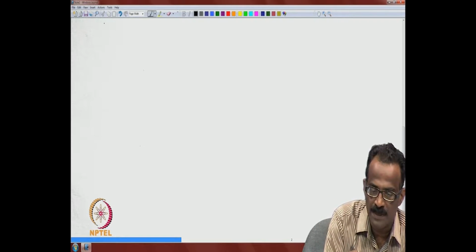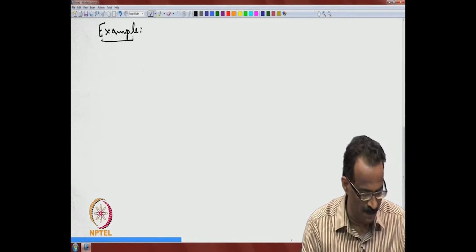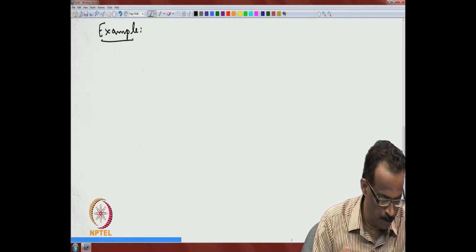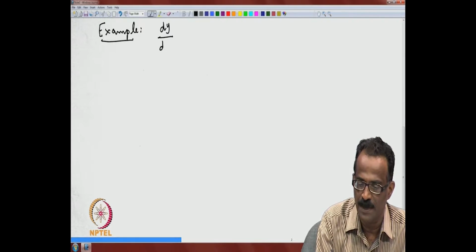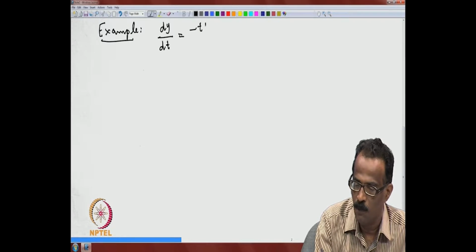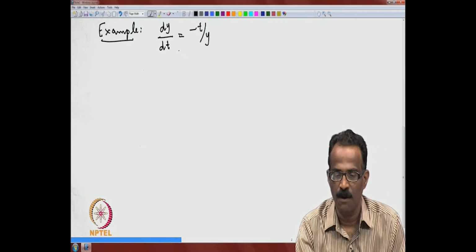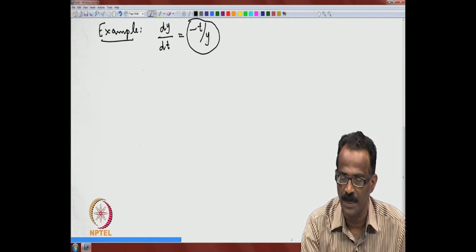Another interesting example. So, we will have one or two examples in this situation. It is a slightly different equation of the form dy by dt equal to minus t by y. Of course, this is not in the category of the normal equations, because this function as a function of t and y is not continuous there. So, this is in the category of singular differential equations.